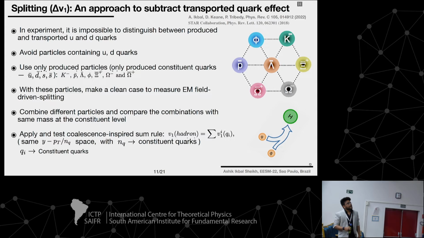We combine different particles like this and compare the combination with the same mass at the constituent level. But here is a catch: whether this process of combining particles and comparing them is the right way or not, there is a way to test it. We can test it using the quark coalescence scenario. We use the coalescence-inspired sum rule. The coalescence-inspired sum rule is basically that V1 of a hadron is nothing but the summed V1 of its constituent quarks, but that should be measured at the same rapidity and transverse momentum per number of constituent quarks phase space.